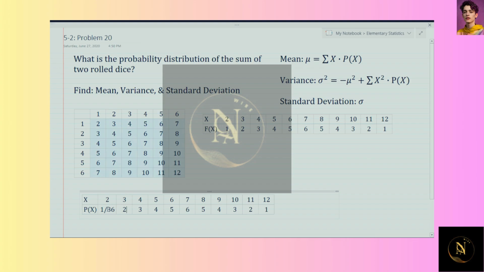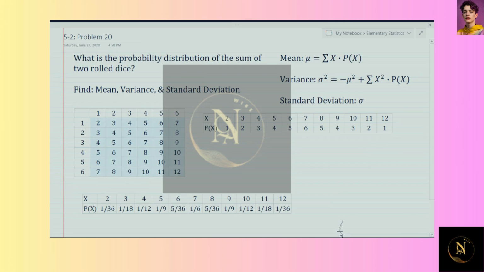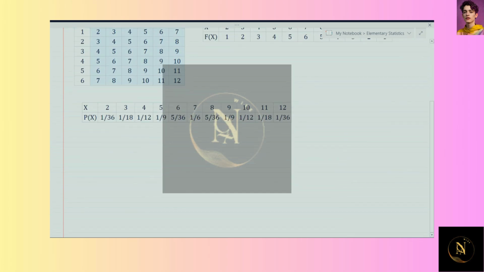We can do this for all of the rest of them as well. So this is going to be 1 over 18. Here we're going to have a 1 over 12 and a 1 over 9, 5 over 36, and a 1 over 6. And this basically just repeats in reverse order. So 5 over 36 and 1 over 9, 1 over 12, 1 over 18, and 1 over 36. And this is our probability distribution. Now we can find our mean, variance, and standard deviation.